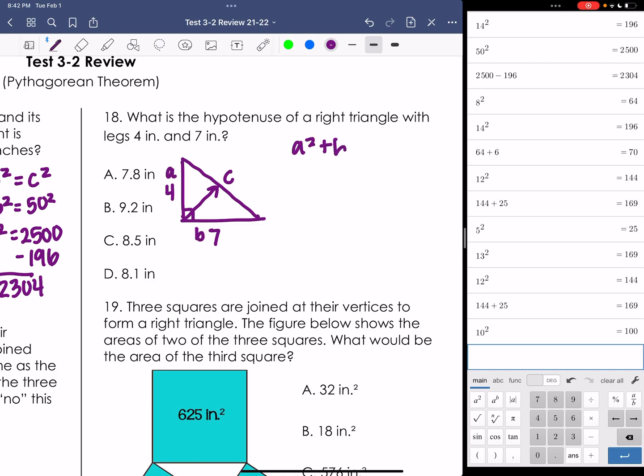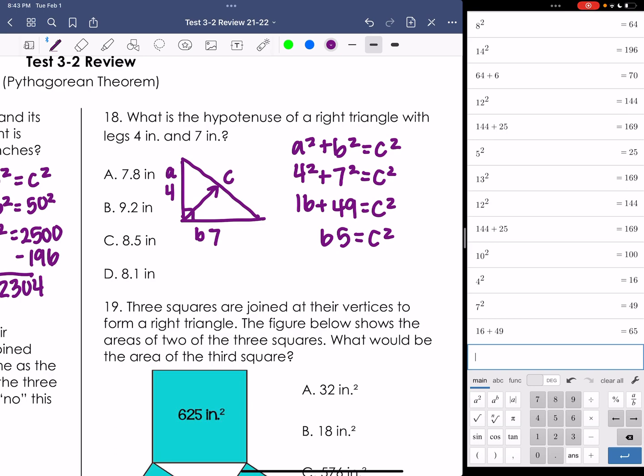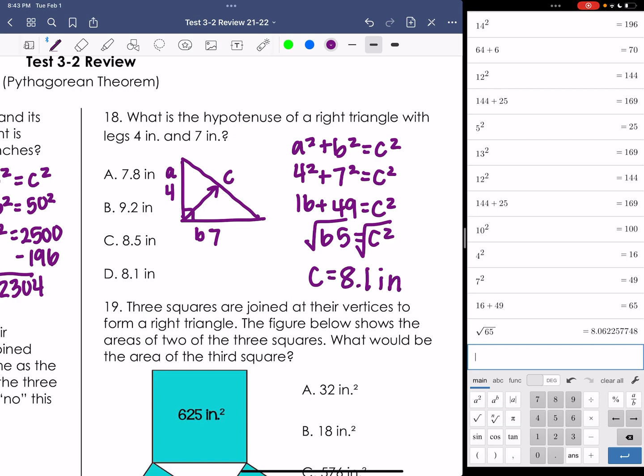So my formula was A squared plus B squared equals C squared. For A, we have 4 squared, plus B is 7 squared, and this equals C squared. Let's simplify our exponents. 4 squared equals 16, plus 7 squared equals 49, and this equals C squared. Let's simplify that. 16 plus 49 equals 65, and this equals C squared. Then my last step is to take the square root on both sides. So the square root of 65 equals 8.06, which when we round is going to be 8.1 inches, which means that D is our answer.